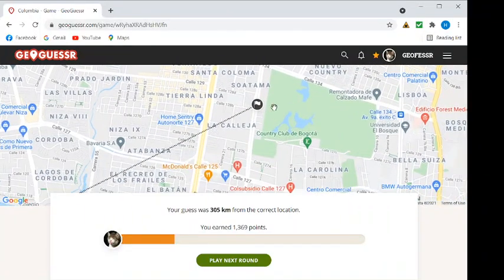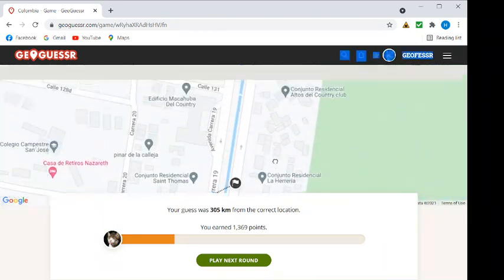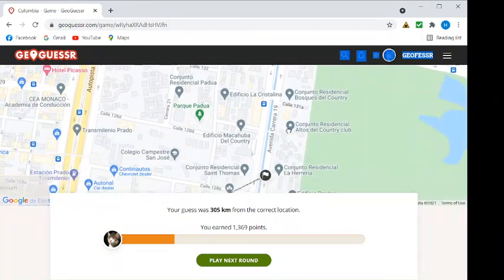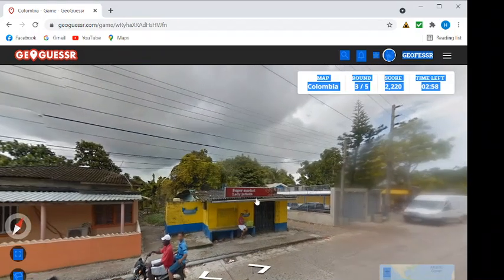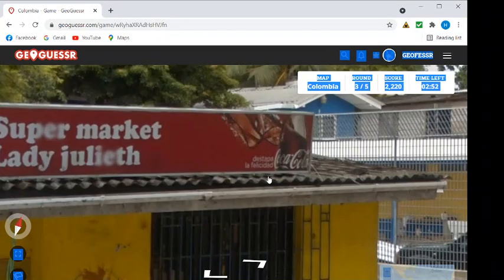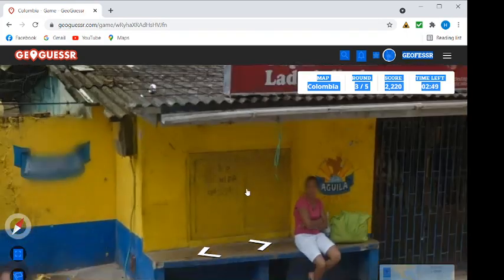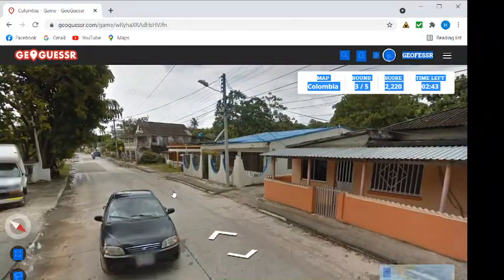In fact, there's actually a country club near here, on the Avenida Carrera Diez. Wait, what's 19 in Spanish? Diecinueve, or something like that. I mean, that would probably be understood, but sounds wrong. Okay. Supermarket Lady Juliet. Are we in San Andres and Providencia again? Okay, we have, yeah.